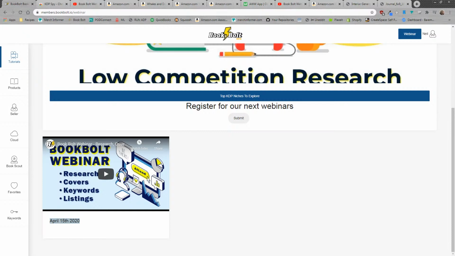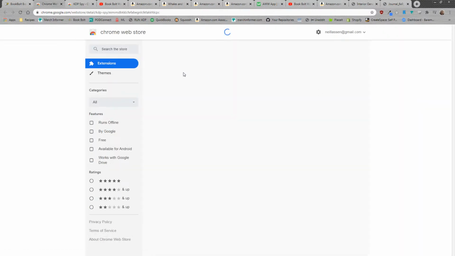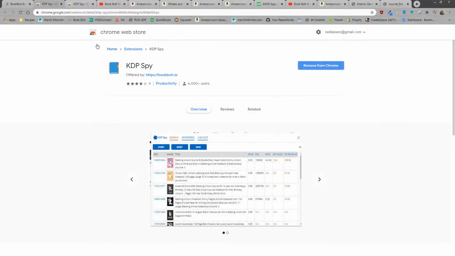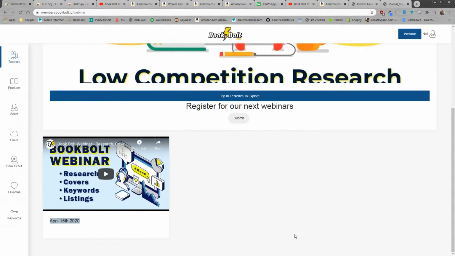Is the KDP Spy Chrome extension free? Yes, it's inside of Book Bolt. So once you're inside of Book Bolt, go to the top upper right-hand menu, click on your name, click on KDP Spy, and once you install it, it's just going to ask you to log in with your Book Bolt account, and you can use it that way. That's pretty straightforward.